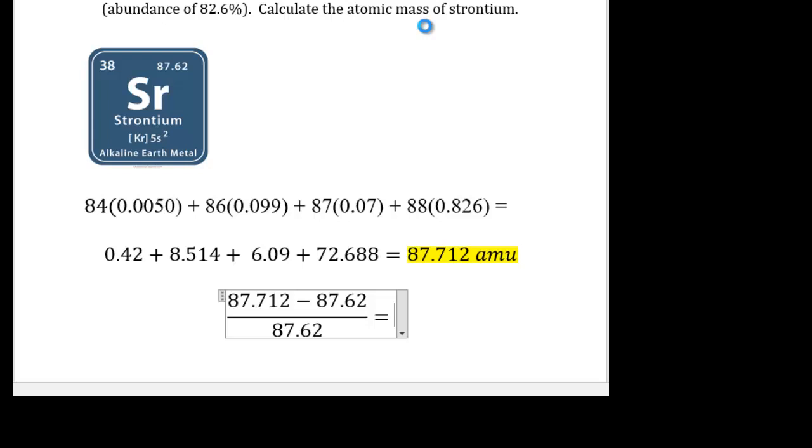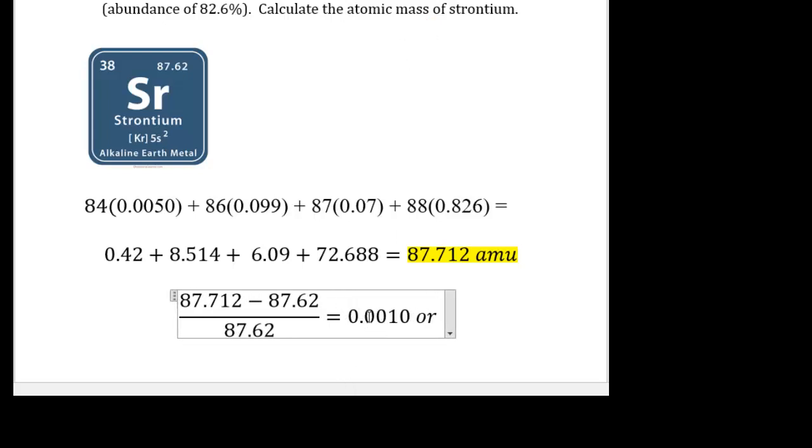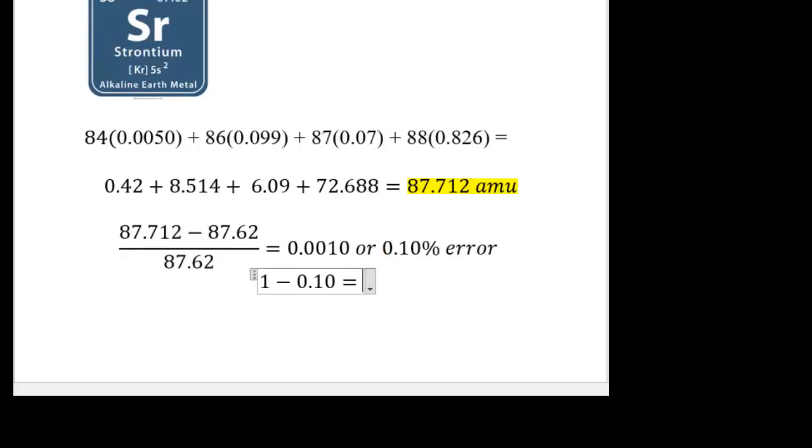We can take the absolute value of that to remove any negative number, and when we do that, we'll get an answer of 0.0010 or 0.1% error. So 0.1% error based upon the textbook value of strontium, which was 87.62. How accurate is this? So that's the percent error. We can also figure out how accurate it is. So that's going to be 1 minus 0.0010, which is about 99% accuracy. So 99% accuracy, 0.1% error, very, very close.